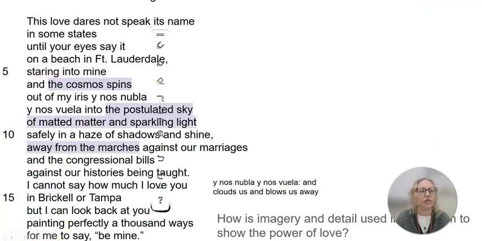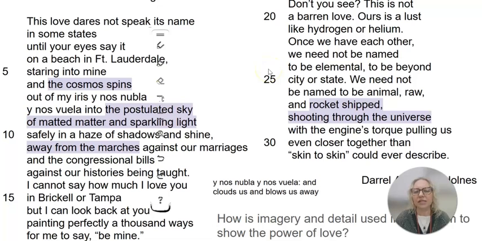Something else they noticed was imagery and detail having to do with the cosmos. I think they talk about it as celestial imagery, which is a lovely term. And so we've got the cosmos spins, the postulated sky of matted matter and sparkling light, away from the marches. So that one is sort of a contrast, right? The marches are on Earth. They're talking about moving away from the marches. Rocket shipped, shooting through the universe. So here's a second pattern that they notice of imagery and detail, this time having to do with celestial imagery.